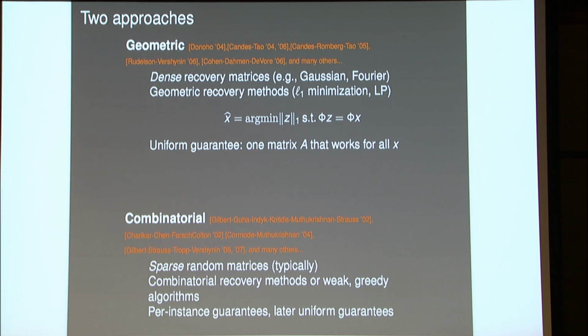This is a bit technical. The guarantee that there was one matrix A that would work for all vectors X. And the proof was essentially existential. Okay, then there were these combinatorial methods that were frankly kind of a mess.